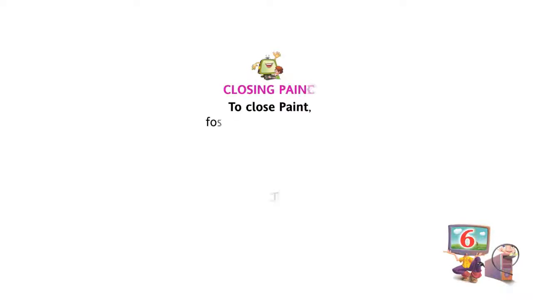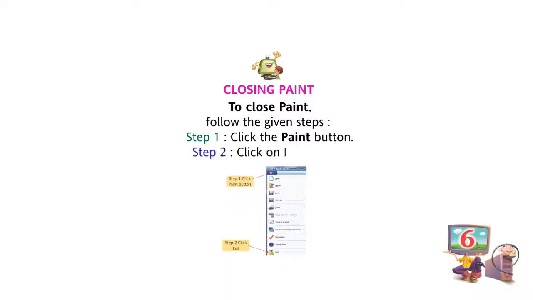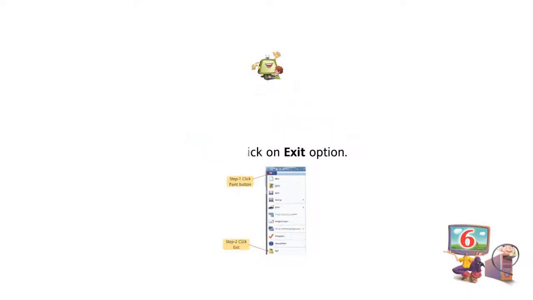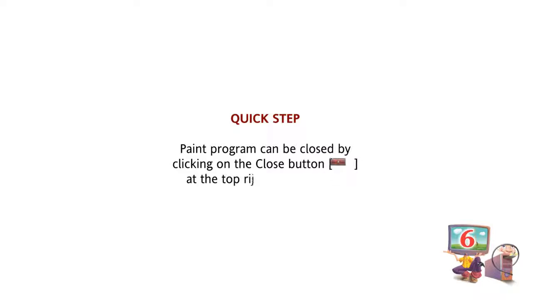Closing Paint. To close Paint, follow the given steps. Step 1. Click the Paint button. Step 2. Click on Exit option. Quick step. Paint program can be closed by clicking on the close button at the top right corner of the Paint window.